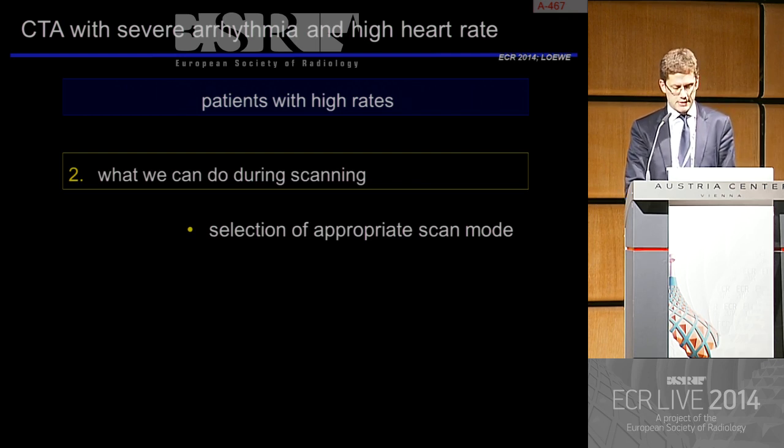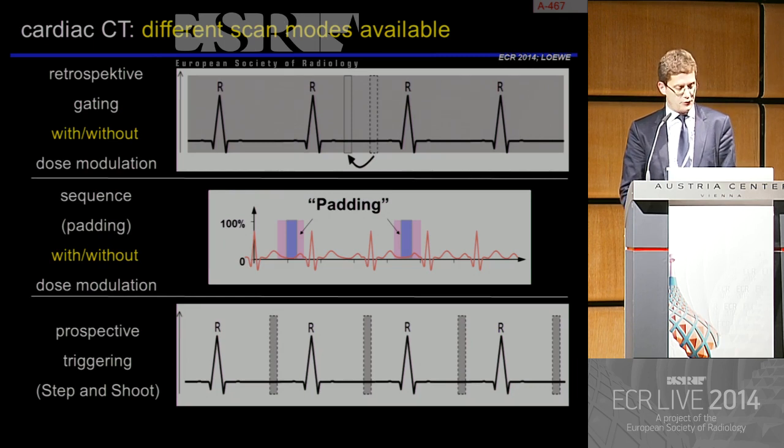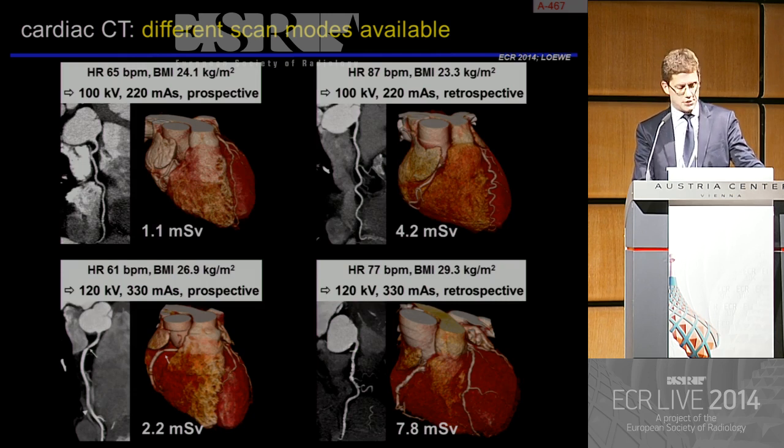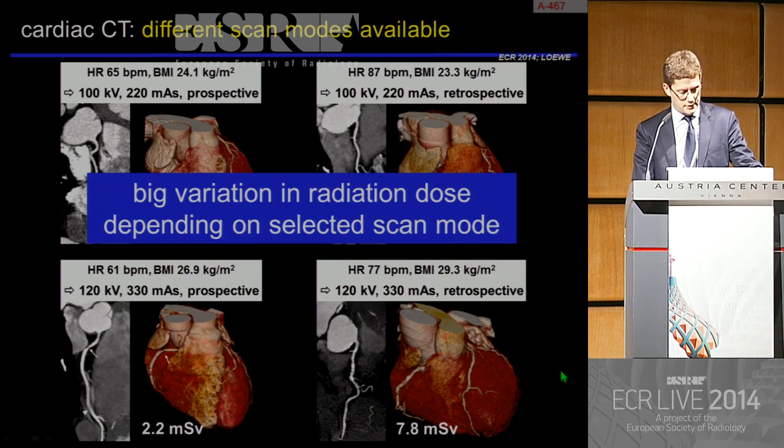First of all, we should select the appropriate scan mode. You know, there are right now different scan modes available for cardiac CT. They are different with regard to the sensitivity to pulsation artifacts on the one hand, but there are much more important differences in the radiation dose. We can use the retrospective gating technique, which is the technique with the highest dose, or we can use just the step-and-shoot technique, which is maybe not recommended in patients with high heart rates. The selection among these scan modes mainly depends on the heart rate, but the selection has a big impact on the radiation exposure to the patient. We have a range from 1 millisievert going up to 8 millisievert, depending on the scan mode that we are choosing.